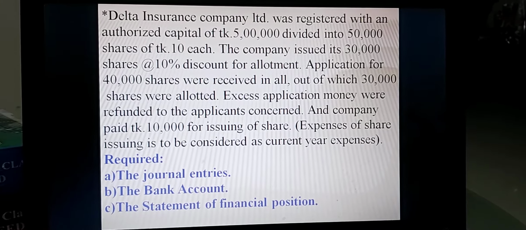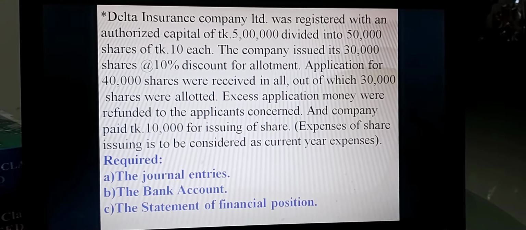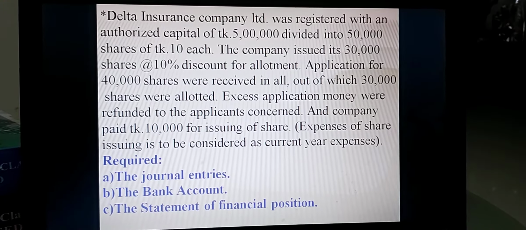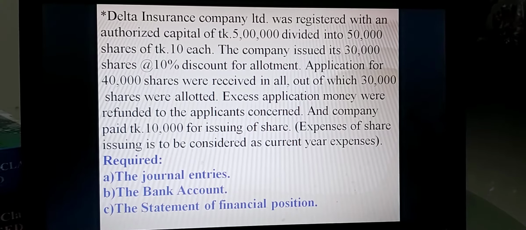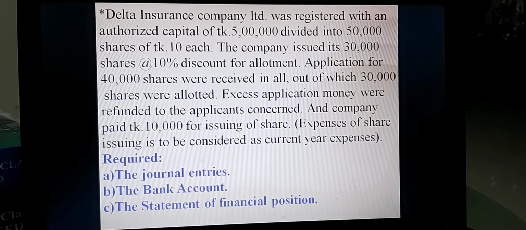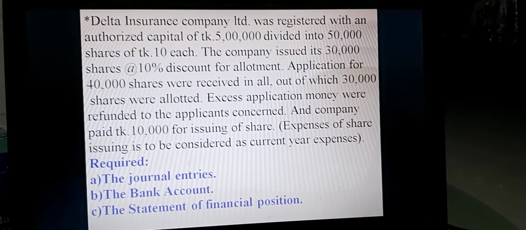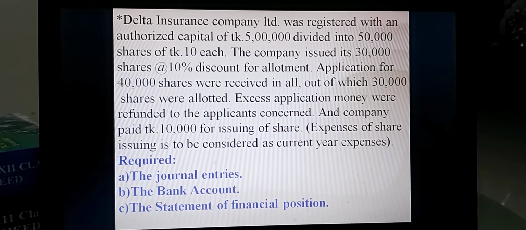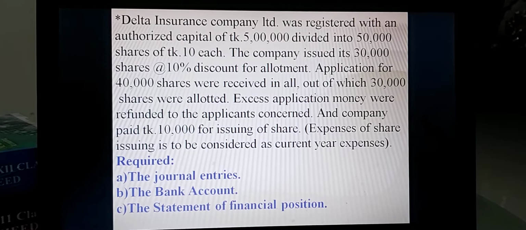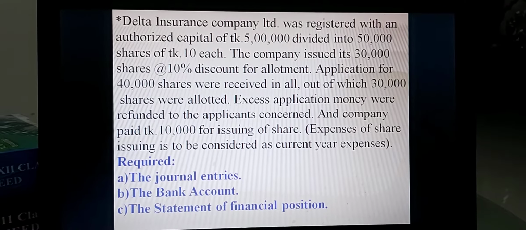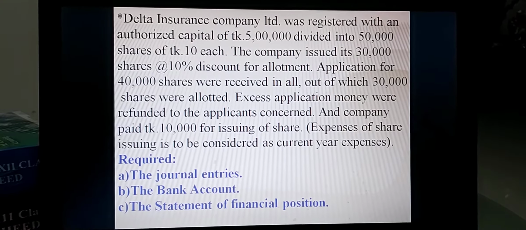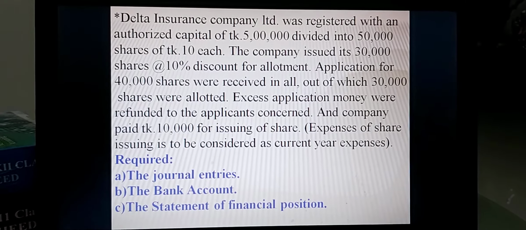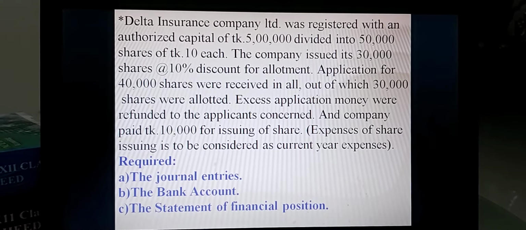Applications for 40,000 shares were received in all. From this transaction you can write the journal entries, out of which 30,000 shares are allotted, and for the allotted shares you take share capital and share discount. Excess application money, that is for 10,000 shares, was refunded to the applicants concerned, and the company paid Taka 10,000 for issuing of shares, that is the share issuing expenses paid through the bank.